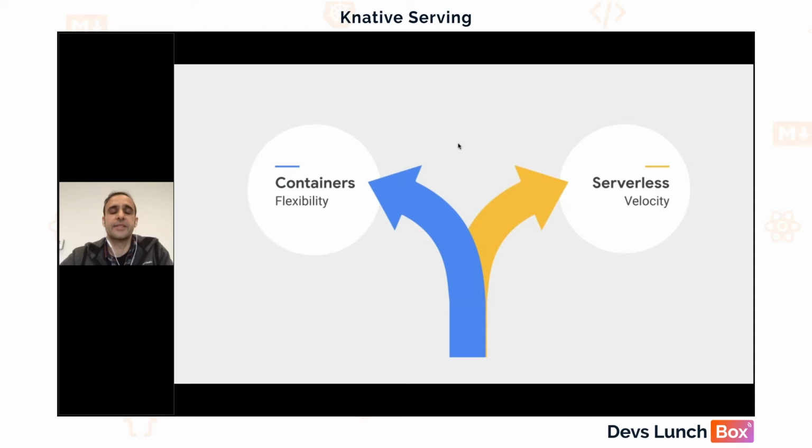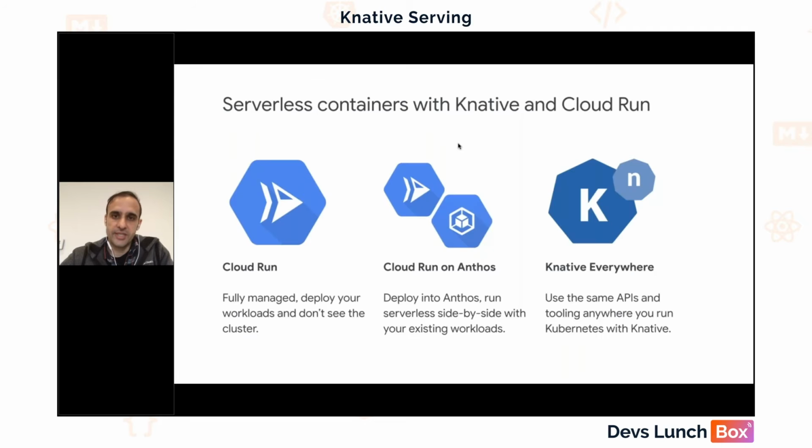The beauty of containers is that you can use any language you want, you can use any framework you want, and there's a rich ecosystem around containers with projects like Kubernetes and Istio and Knative and others. So containers give you a lot of flexibility, but then you lose the velocity that comes with serverless. So up until now, you had to choose one or the other. But thankfully, projects like Knative and its managed cousin Cloud Run, which I'm going to talk about later, try to change this. Knative tries to bring serverless to containers, so you don't have to make this choice.